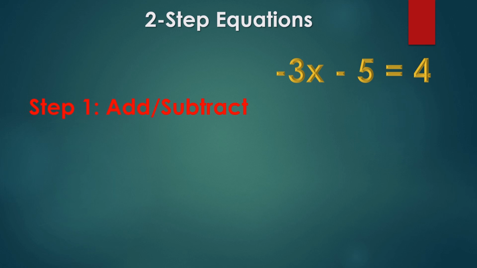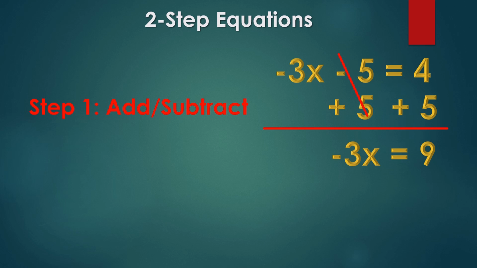The first step is going to be to add or subtract. We're adding or subtracting the constant number, which is negative 5. So we're going to add 5. Then we're going to add 5 to the other side as well. So that gets rid of the 5 on the side with the variable, which leaves us with negative 3x equals 9. Then we're going to do our second step, which is multiply or divide.